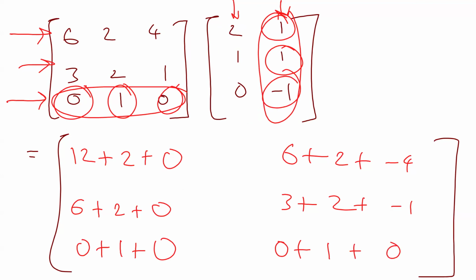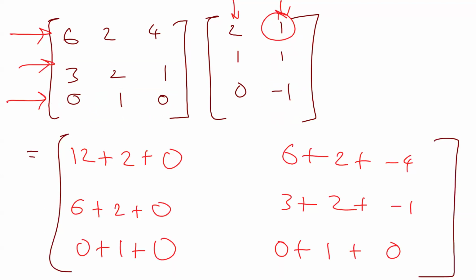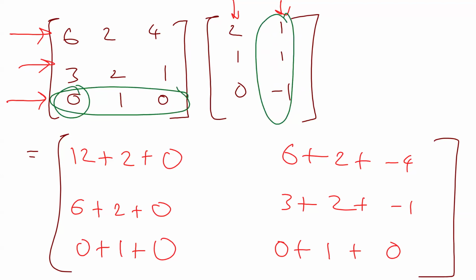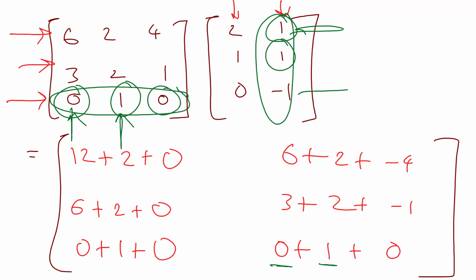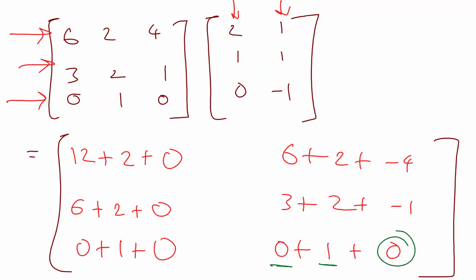You should not remain at the same object. You have to go ahead. For example, one iteration I will just show you once again. The third row, second column. 0 into 1, that is 0. Plus, don't remain at 0 and 1. You have to proceed with the next object in that row and in that column. 1 into 1, that is 1, plus 0 into minus 1, that is 0. So this is how you get the answer.